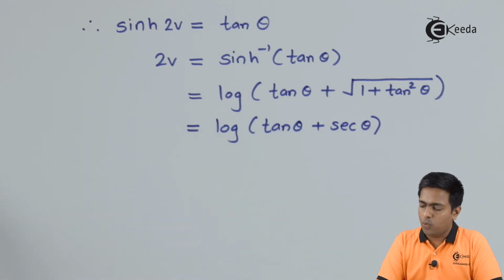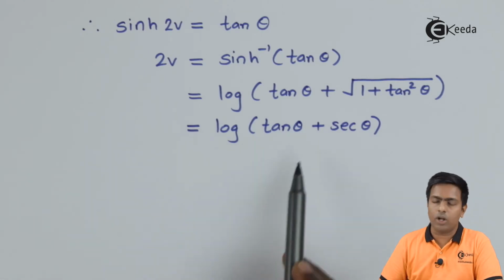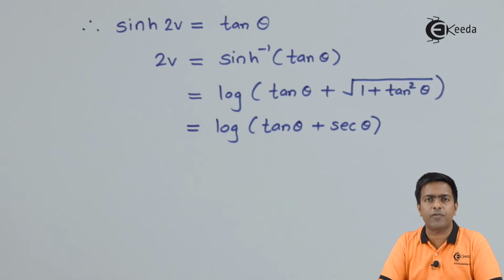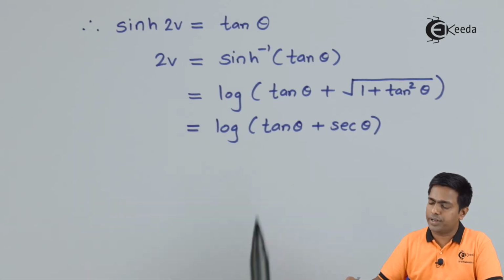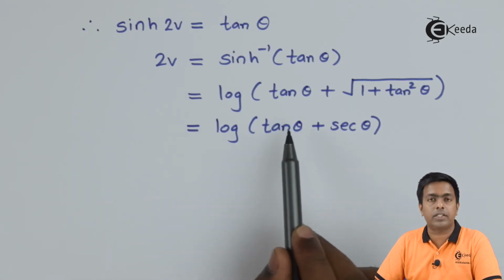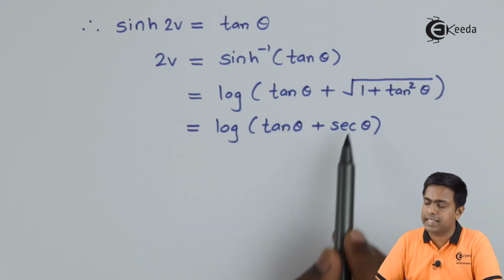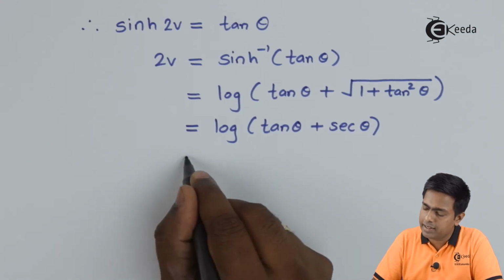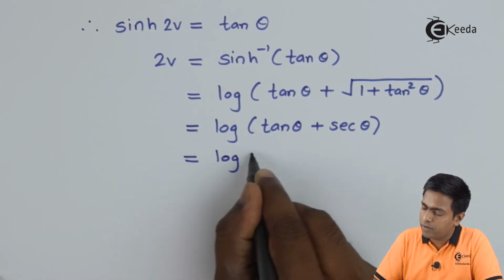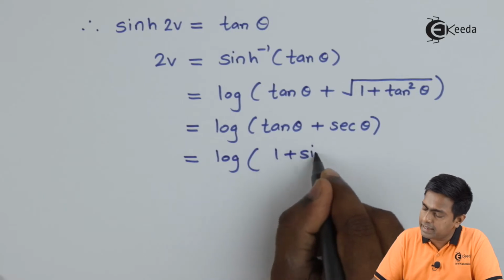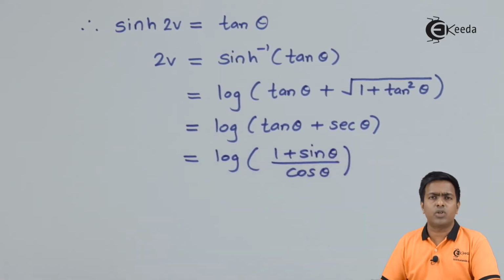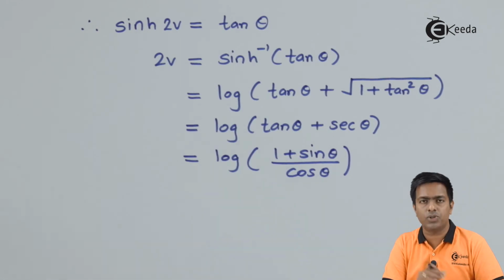Now guys, what we have to do is we have to solve this trigonometric function in such a way that this angle theta should get converted to theta upon 2, because in the result we want theta upon 2. So what I'll do here is, first of all, I'll substitute tan theta as sine upon cos and sec as 1 upon cos. So cos is common in the denominator. So we can say it is log of 1 plus sine theta upon cos theta. So this is the maximum possible solution.